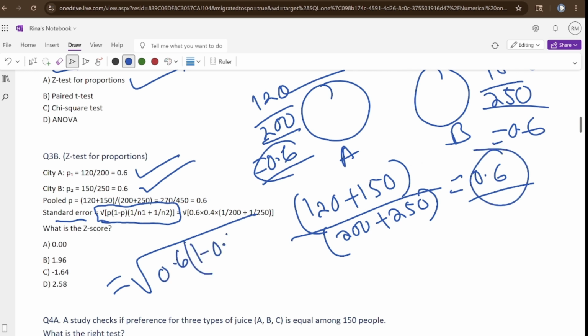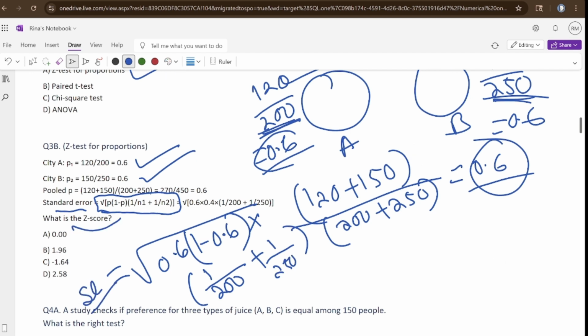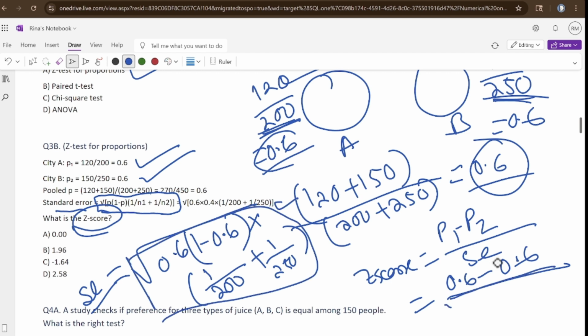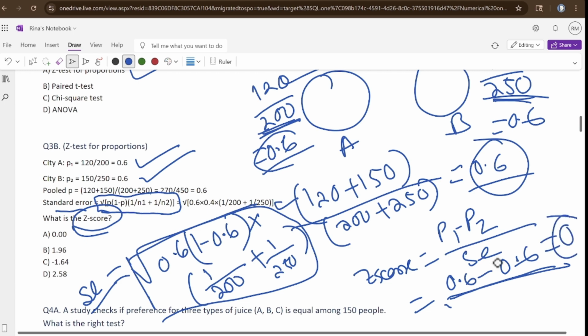1 minus P, 1 minus 0.6, into 1 divided by N1. So 1 divided by N1 is 200 sample size. N2 is 250. Now you calculate this, you will get the standard error. Now what is the Z-score? Z-score formula is P1 minus P2 divided by standard error. So here P1 is 0.6 minus P2 is 0.6 and divided by whatever the value we get from here. But 0.6 minus 0.6 equals 0. So the final value will be 0.